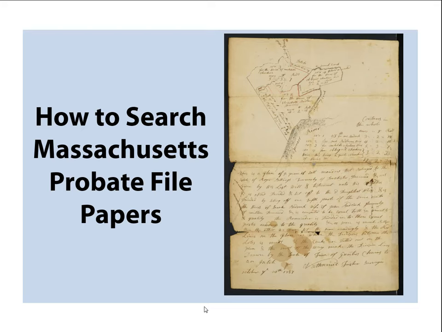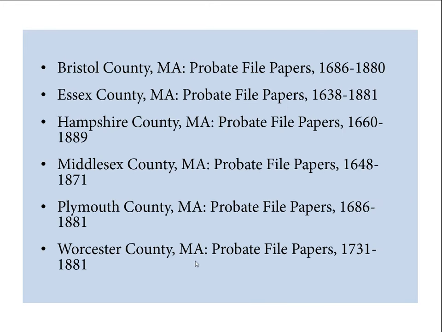This is one of three videos explaining the basics of how to search our three categories of probate records. We'll discuss how to search the Massachusetts probate file papers, which we offer in conjunction with the Massachusetts Supreme Court Judicial Archives and FamilySearch.org. Our databases of probate file papers currently include the following databases, containing records for the following counties: Bristol, Essex, Hampshire, Middlesex, Plymouth, and Worcester.